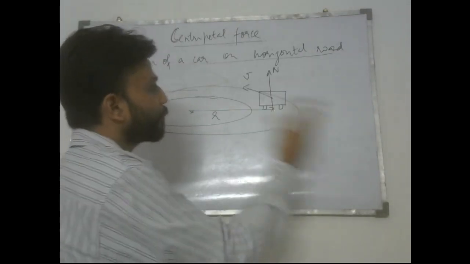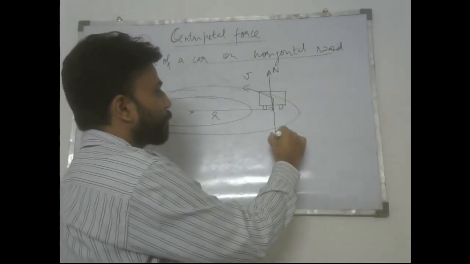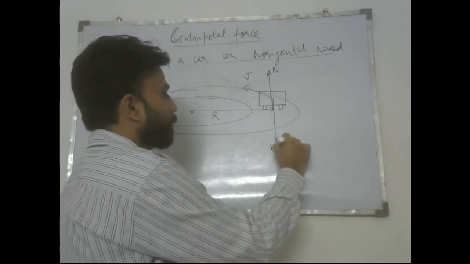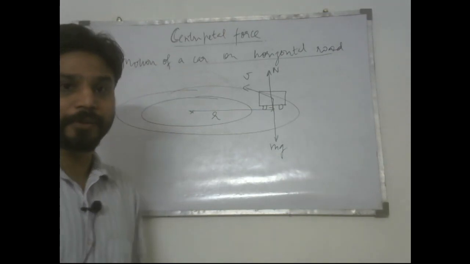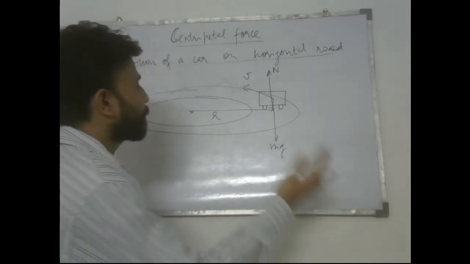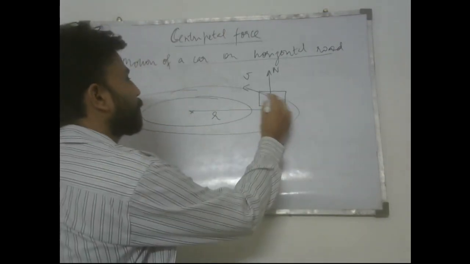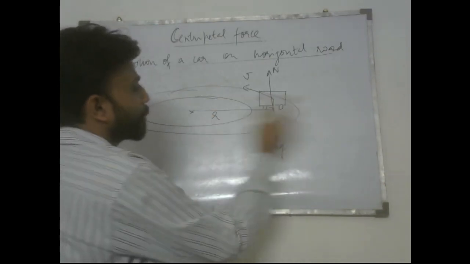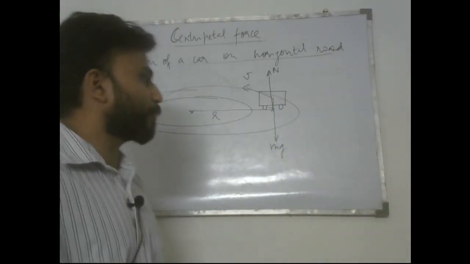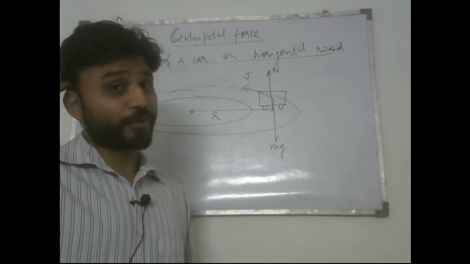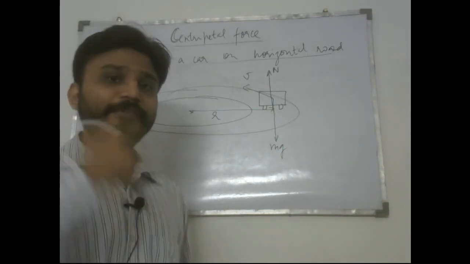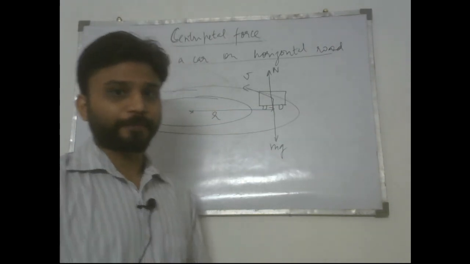So there would be some normal force, which would be a combination of the forces acting on the tires, and it would be balancing the gravitational force mg. We are taking the car which is traveling on earth, and there would be some frictional force acting on the car. So what frictional force would be acting on the car, and in which direction would it be acting?